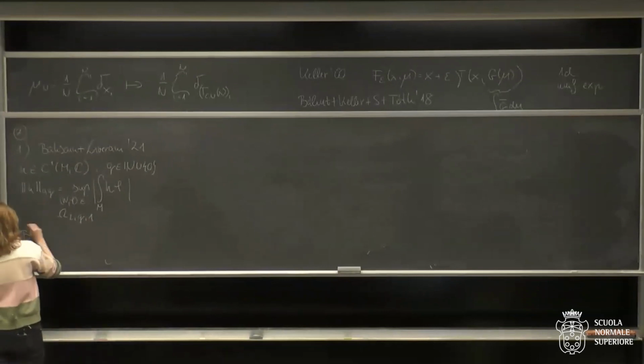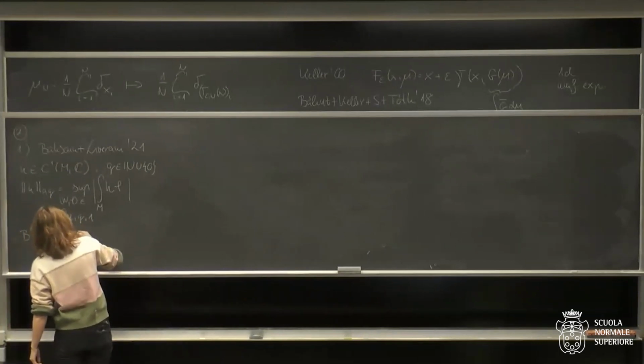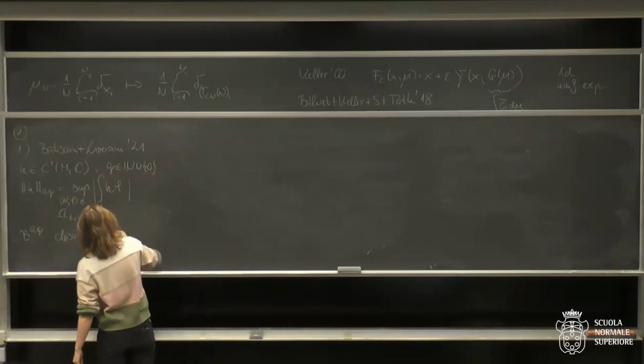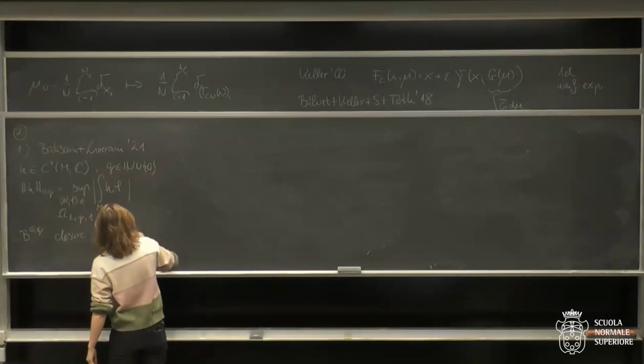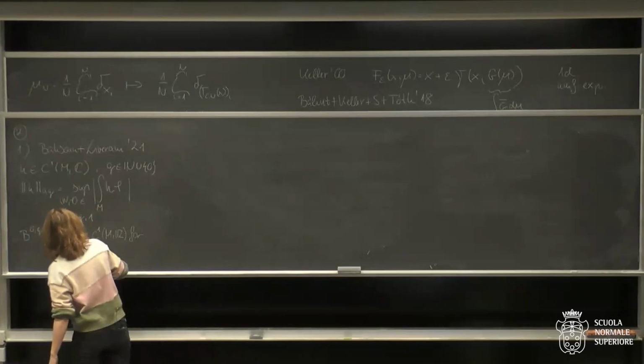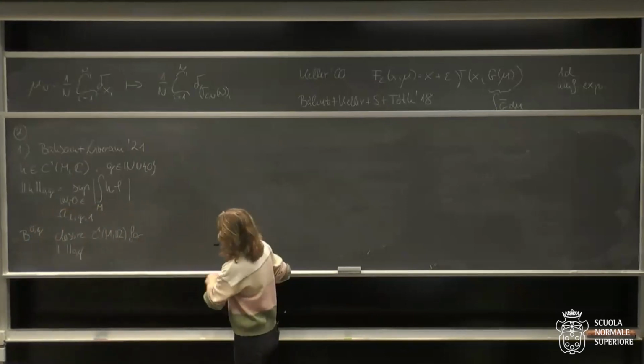And we define our space as the closure of C1 for this norm. And this is going to be our sequence of weak spaces.